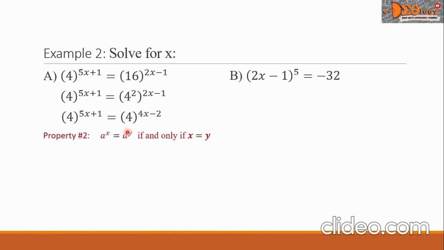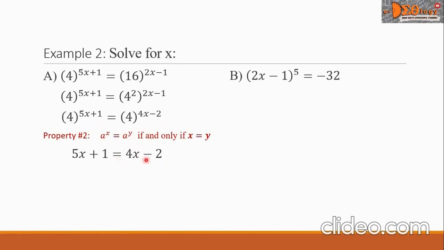And according to property number 2, a raised to x equals a raised to y if and only if x equals y. It means to say we can copy the exponents 5x plus 1 in here and equate that with the exponent of the right side, 4x minus 2. And from here, we will solve for x.